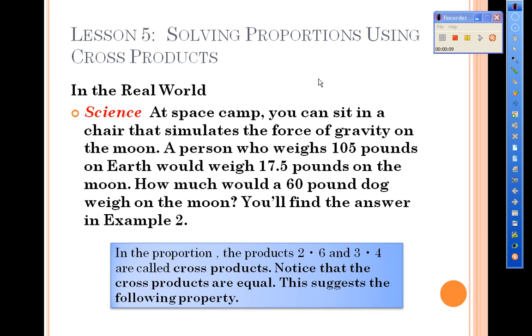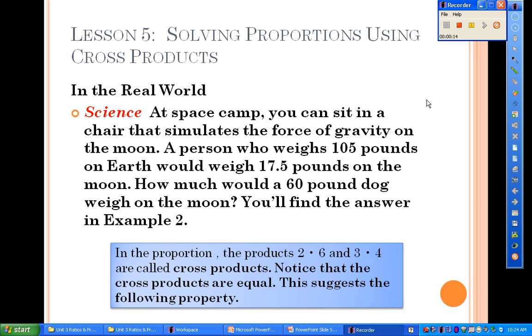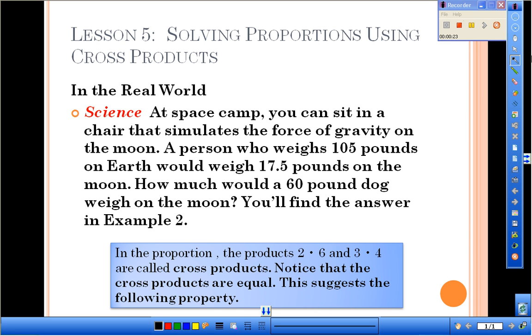Today we're going to continue with Lesson 5, and we're going to do a little bit more with solving proportions, but today I'm going to teach you another method for solving proportions, which is called using cross products, or we call it cross multiply and divide. You can read this real-world example yourself, but we're going to come back to it in just a minute. First, let's talk about proportions.